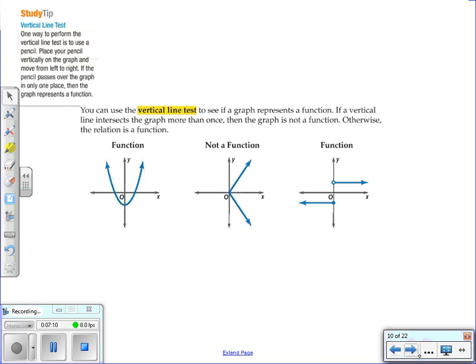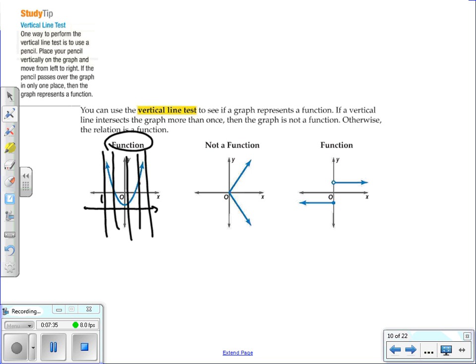So remember, one way to perform the vertical line test is to use a pencil. Place your pencil on the graph and move it from left to right, holding the pencil up and moving it across, and see, does the pencil pass through more than one point? And in this case, this is a function because it never passes through more than one point.